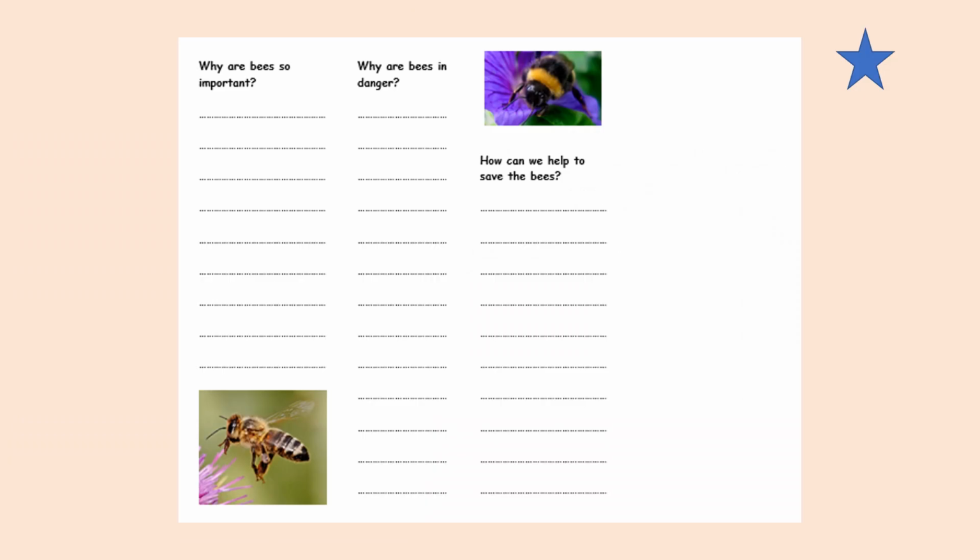So over here, I have a template. This is the 1-star activity. So you can print this. This will be on the Year 4 online learning platform. So you can print this out and then you can fold it yourself, because this is a 6-page leaflet.